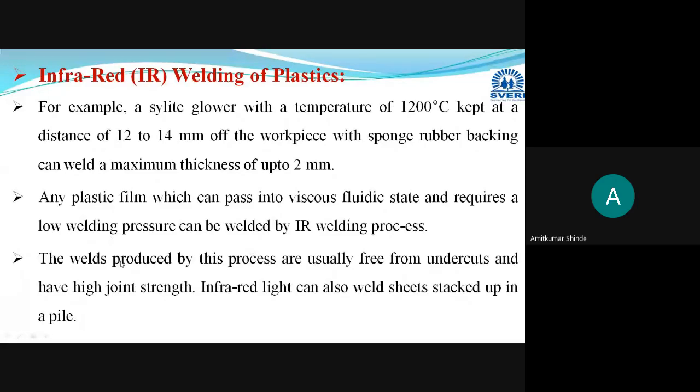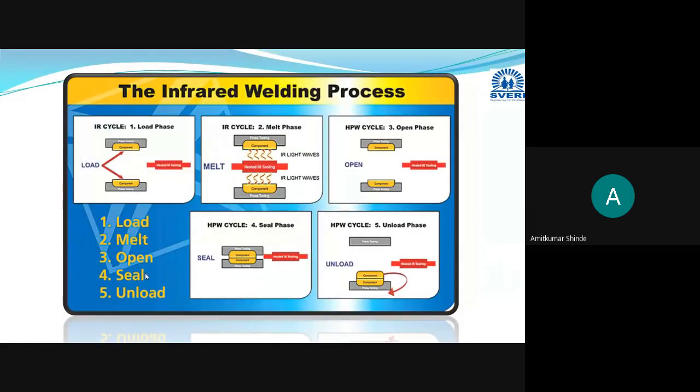Now one very specific advantage of this process is that low welding pressures are required. In this infrared welding process, very low welding pressures are required, and the weld joint produced has very high strength and high quality. High joint strength is obtained, low pressures are required, and defect free joints are obtained in infrared welding of the plastics. So these are the stages in the infrared welding process.